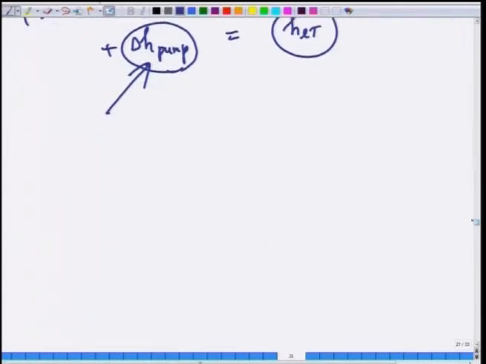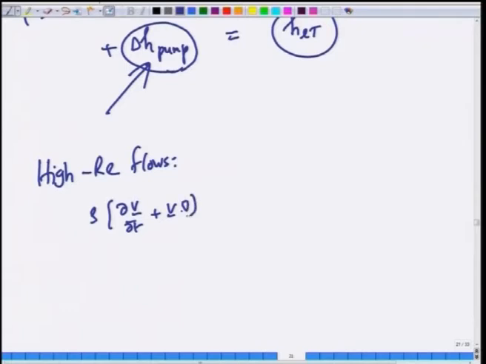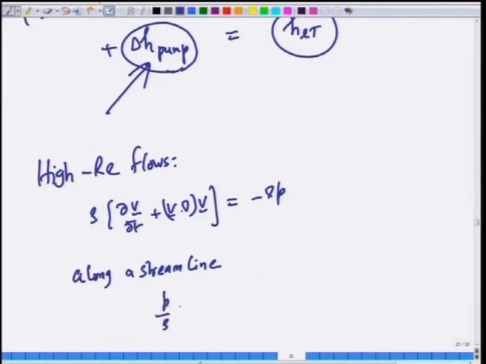Okay. So, we discussed that, and then we move to higher Reynolds number flows, wherein we use the Euler equation without the viscosity term in the Navier-Stokes equation. Now, using the Euler equation, we derived the Bernoulli equation along a streamline. So, the Bernoulli equation is essentially restatement of the Euler equation, but it is valid only along a streamline. P by rho plus half v squared plus g z is constant along a streamline.